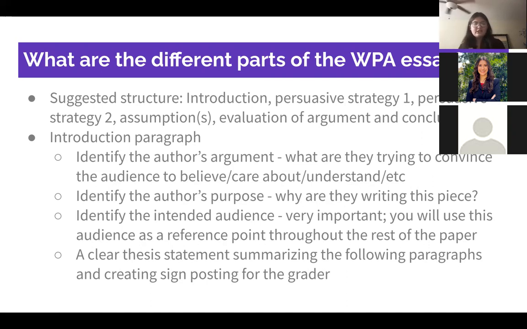Identify the intended audience. This is really important because you will be referring to the audience throughout the rest of the paper, because you're analyzing the effectiveness of the strategies that the author has used on the audience. So if you can identify the audience at the beginning, it'll be a great way for you to constantly be referring back to it throughout the rest of your paper. And then lastly, a clear thesis, for signposting, just as a way for the readers to understand this is what you're going to be talking about and give them that clarity.